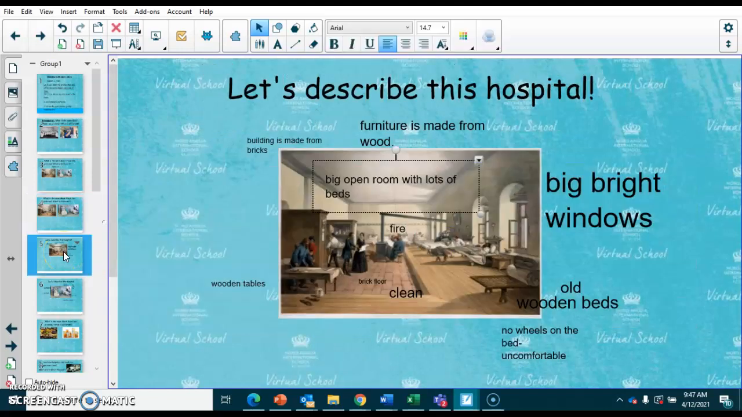So then we had a look at describing the hospital. These are some of the ideas that the children I worked with got. We've got buildings made from bricks, the furniture is made from wood, big open rooms with lots of beds. We have a fire here, there's a brick floor, it's clean, there's some old wooden beds, there's no wheels on the bed, uncomfortable. We've got big bright windows, it's very open. And we've also got some wooden tables and cupboards here for the medicine.